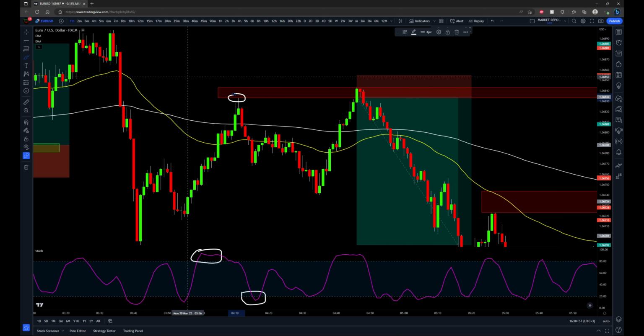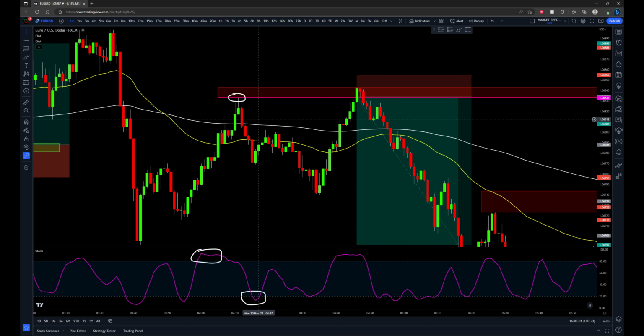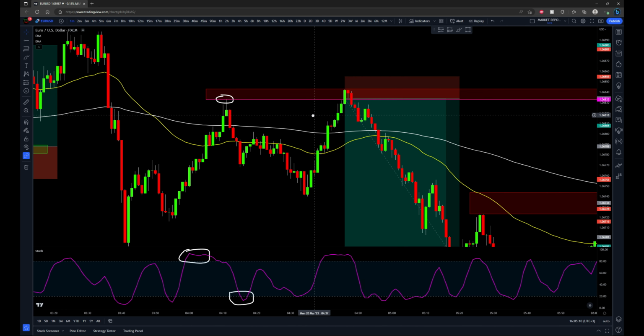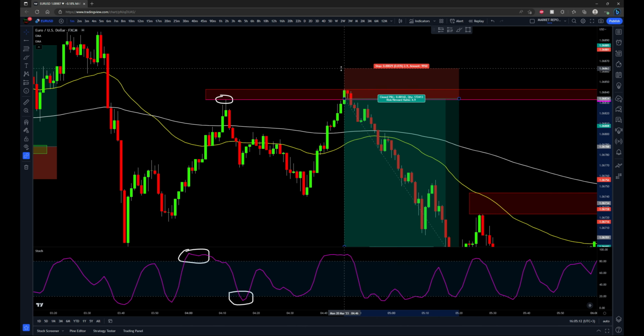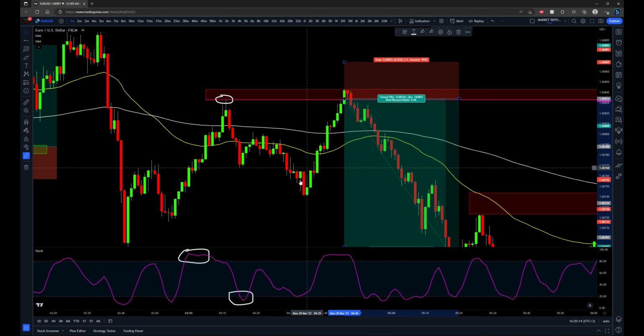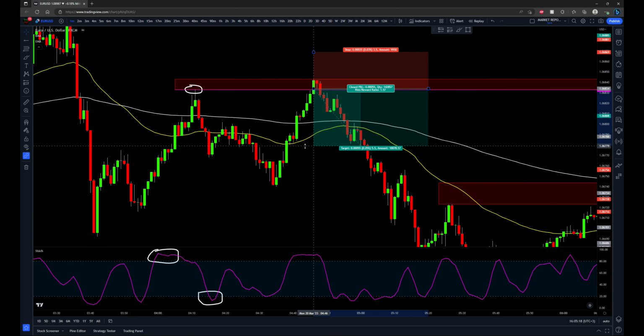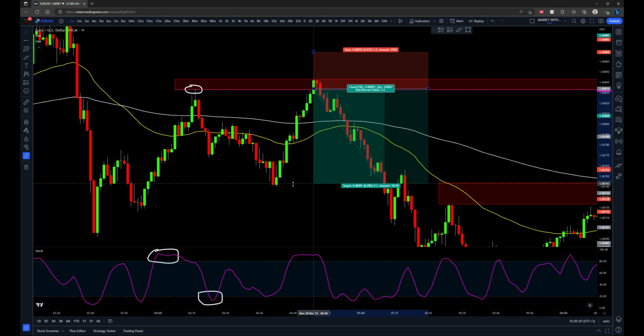And as I was talking about earlier, you could do a multi-stage entry or you could just enter right at the level. But sometimes you may see price push a bit higher. So maybe you want to do a multi-stage entry. As I said, do your due diligence here and look at a bunch of these so you can determine what's the best way to do it. And for take profit, as I was saying before, you can look to different levels.